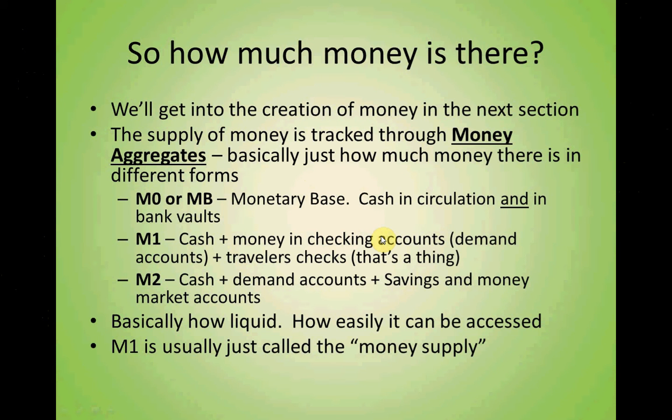M2, though, is cash plus demand deposits, basically all of M1, plus the money that's in savings and different types of money market accounts. Savings are often harder to access, and if you have a savings account, you're not supposed to be constantly putting money in it or taking money out of it.